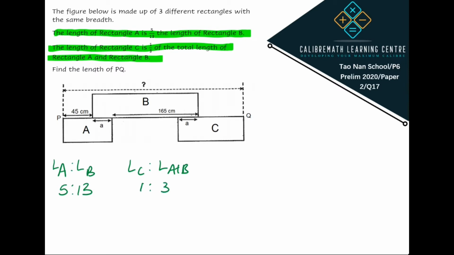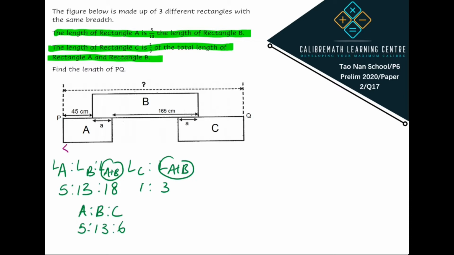Now, once you have written out these two ratios, you will be able to observe that they have something in common, which is the total length of A and B. And if we were to find the total length of A and B, we have 18 here, and you can make this and this the same using your connect group strategy. And after you have done your strategy, you will be able to get the final ratio of A to B to C to be 5:13:6. Now let's write down this information in our diagram.